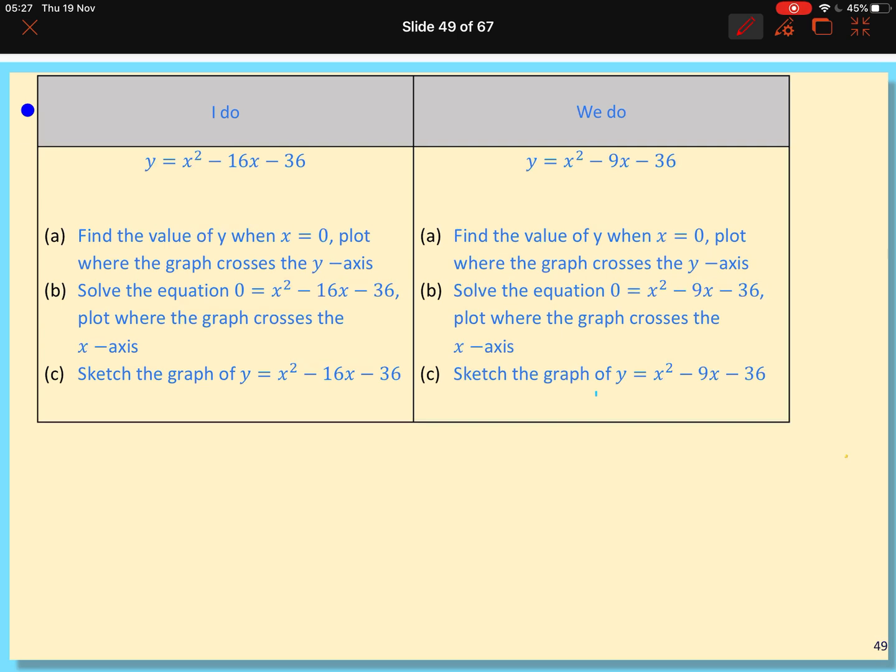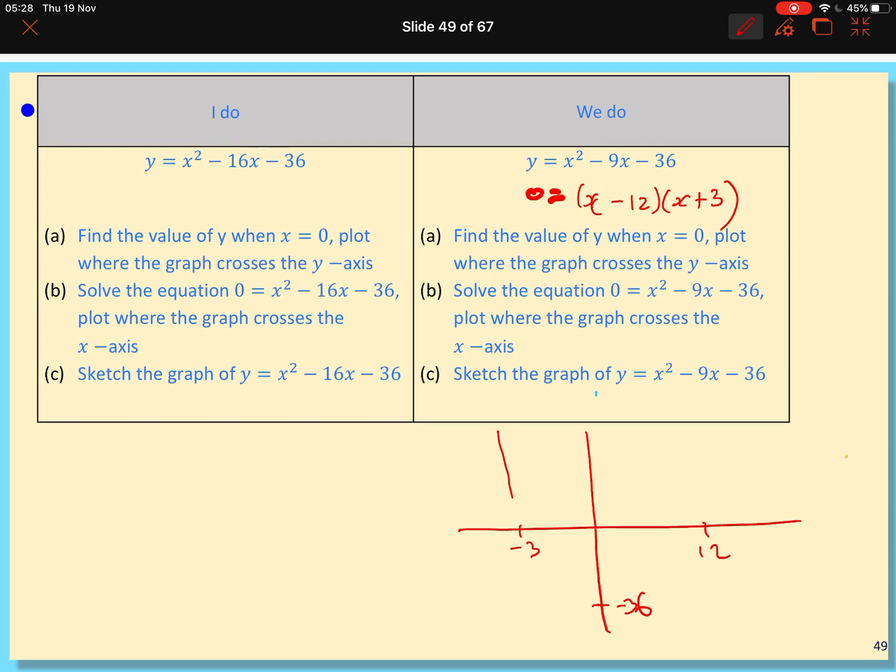Okay, our next graph is going to look like this. So the y-intercept is negative 36. And when we factorize it, what we end up getting is bracket x minus 12, x plus 3, because negative 12 plus 3 equals negative 9. So our 12 is going to be there and our negative 3. And then it's going to have a U shape. It's going to look like this. All right, so that's the answer for the next one. Let's look at the next slide.